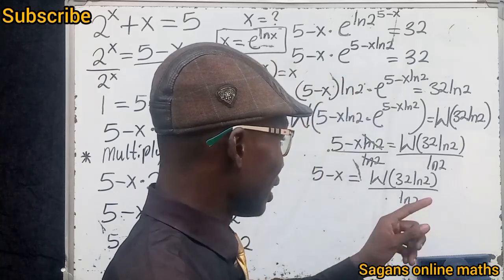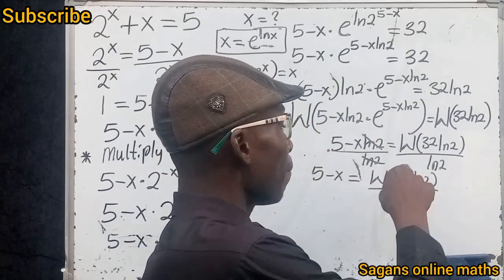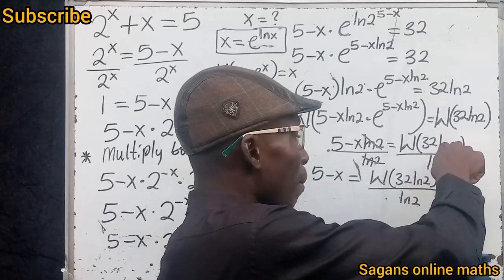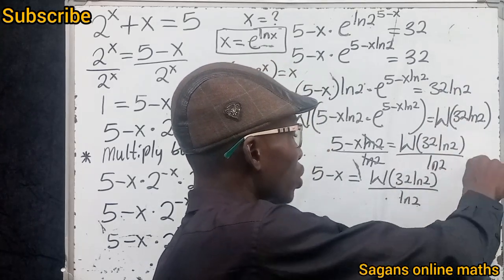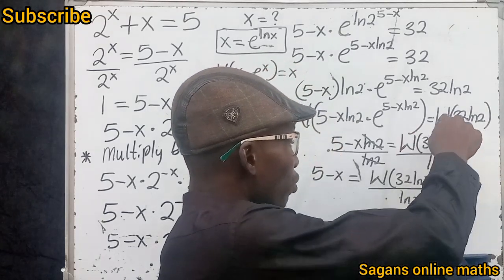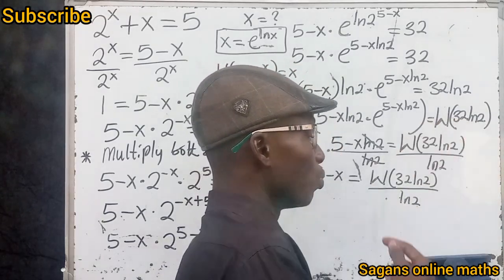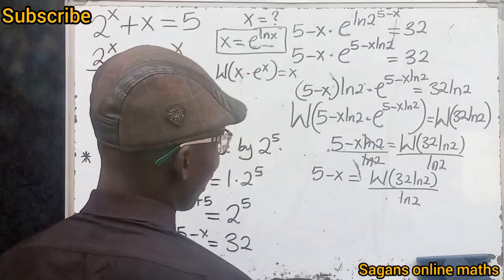Remember that this 32 is multiplying this ln 2. Before you do that, you have to take the Lambda W function of 32 ln 2 before you can divide by ln 2. So don't go and cancel it. First of all, take the Lambda W function of this, divided by ln 2.